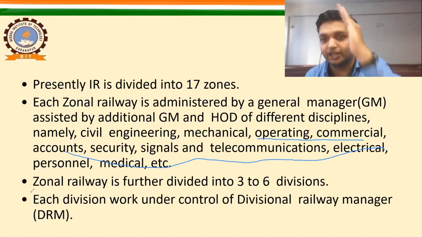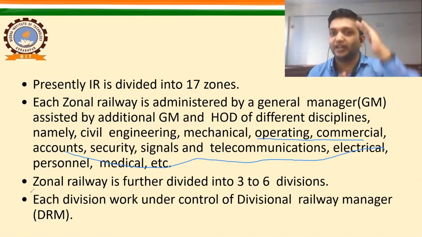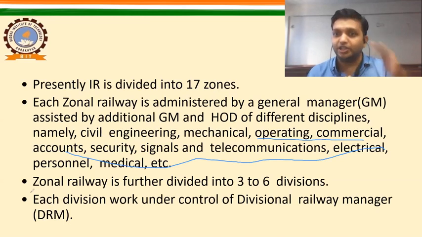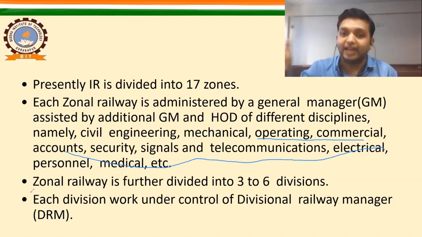Just start with the railway ministry, followed by the chairman, then the financial commissioner, then the 5 other functional members, then 17 different zones, which are headed by a general manager. Then different disciplines are headed by the head of department, that is HOD. Different departments are mechanical, operating, commercial, accounts, and security.